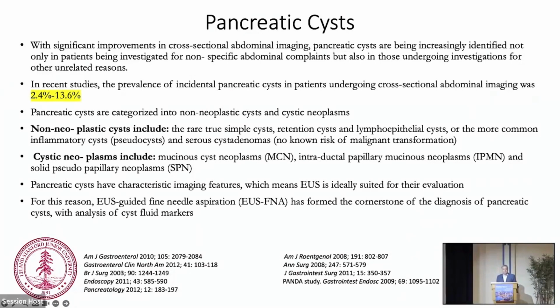We're now diagnosing more cysts than ever, in some studies up to 13.6%. And in general, these cysts are categorized into non-neoplastic, which are true cysts, retention cysts, lymphoepithelial cysts, inflammatory cysts, and serous cystadenomas, and neoplastic ones like mucinous cysts, IPMNs, and solid pseudopapillary neoplasms. And these pancreatic cysts have specific imaging features, which means that EUS is really an ideal tool for the evaluation.